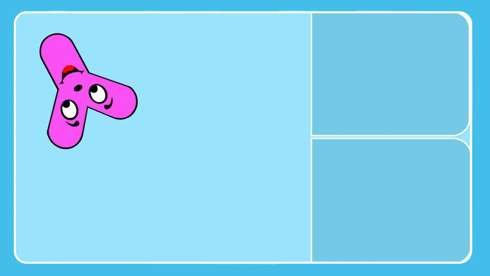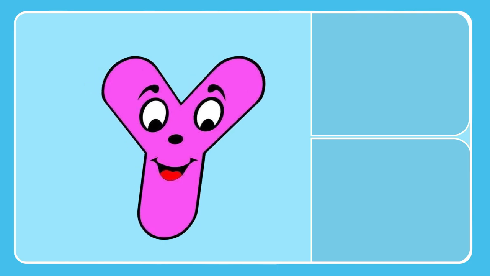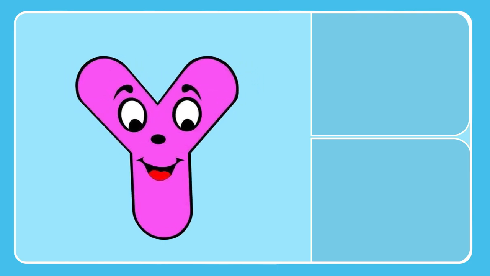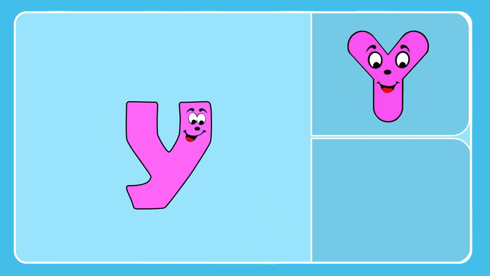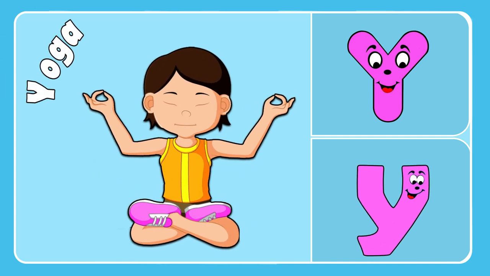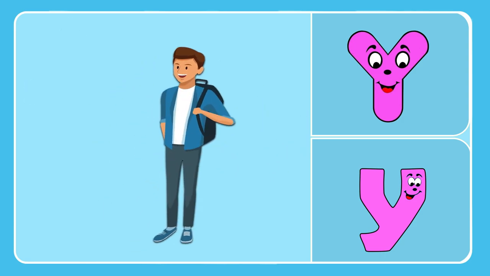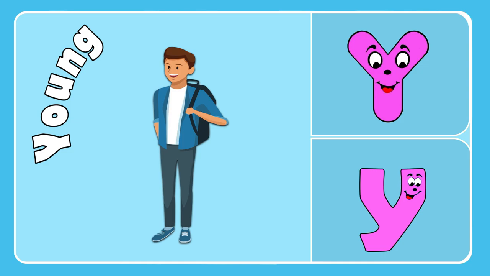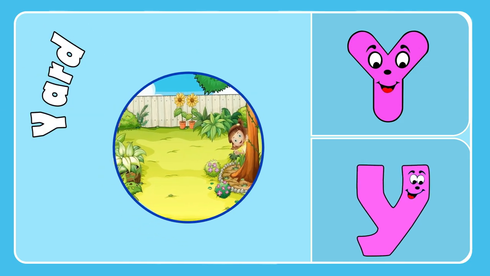Today we will learn alphabets and their sounds. Have you ever seen the letter Y? Hi, I'm letter Y. And my sound is Y, Y, Y. And the words that start with me are yoga, Y, Y, yoga. Young, Y, Y, young. Yard, y, y, yard.